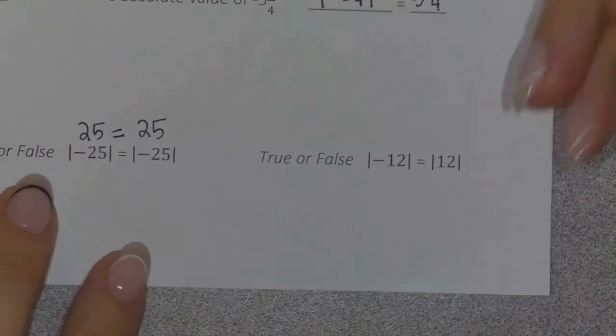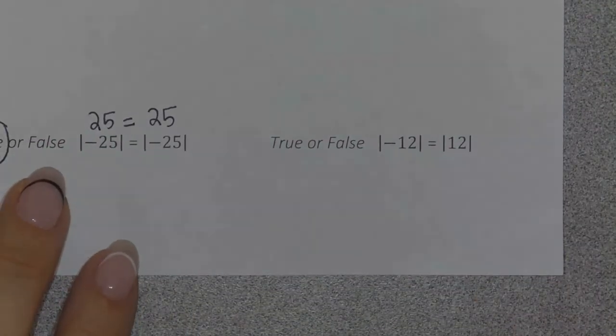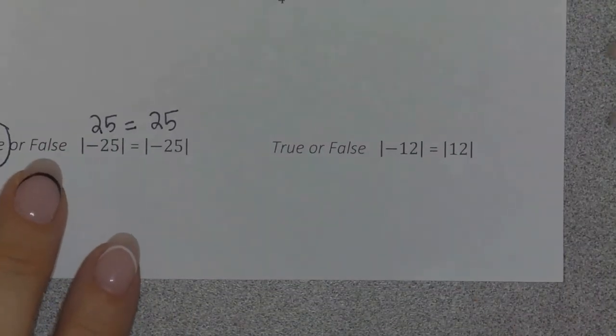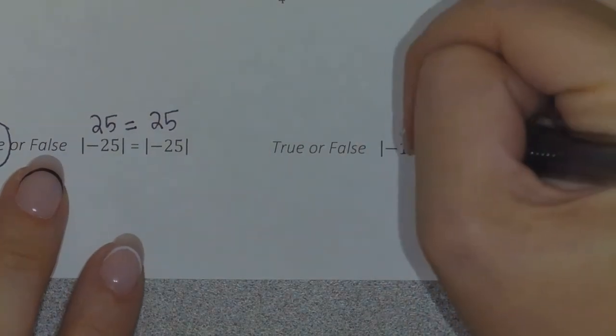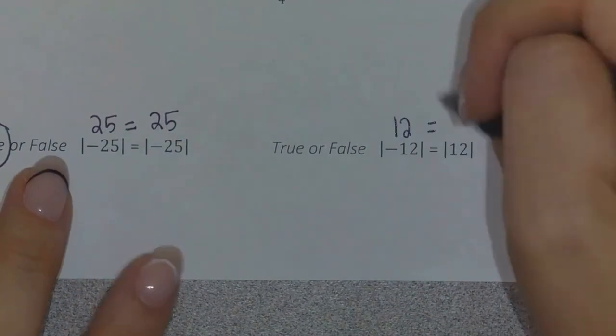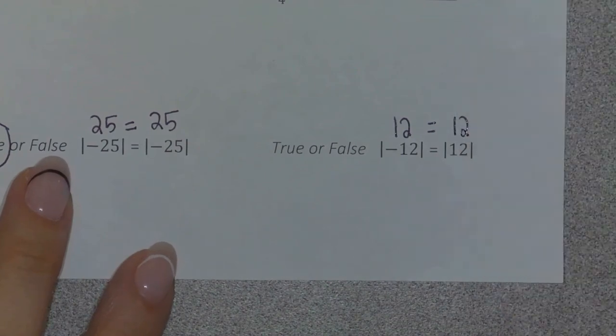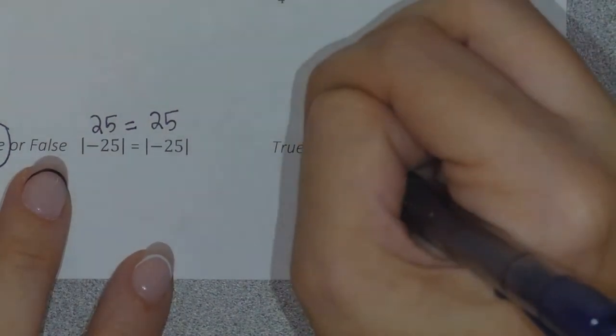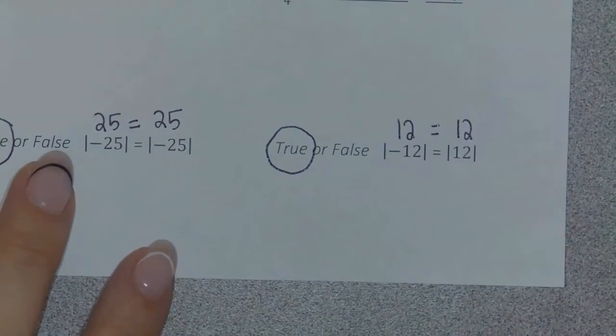And last but not least, true or false, the absolute value of -12 is equal to the absolute value of 12. So the absolute value of -12 is just 12. The absolute value of +12 is just 12. So 12 is equal to 12. That is a true statement.